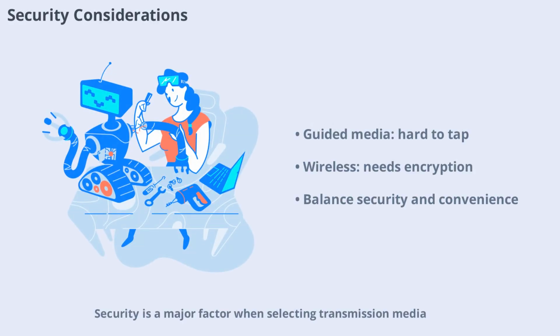Security is a major factor when selecting transmission media. Guided media, like fiber optics, are difficult to tap into without detection, making them suitable for sensitive data. Wireless media require robust encryption and authentication to protect against unauthorized access. Network designers must balance convenience with security to ensure safe data transmission.